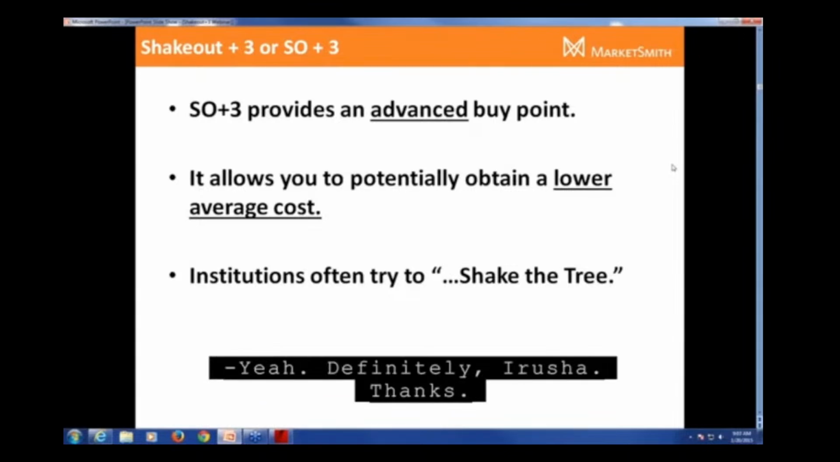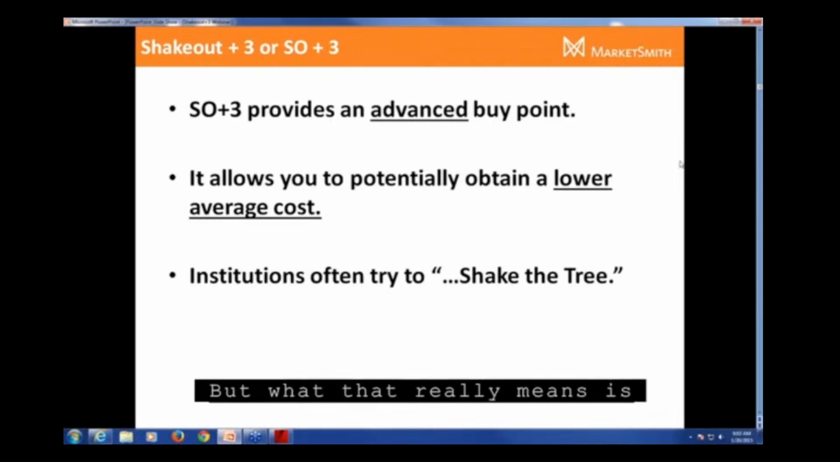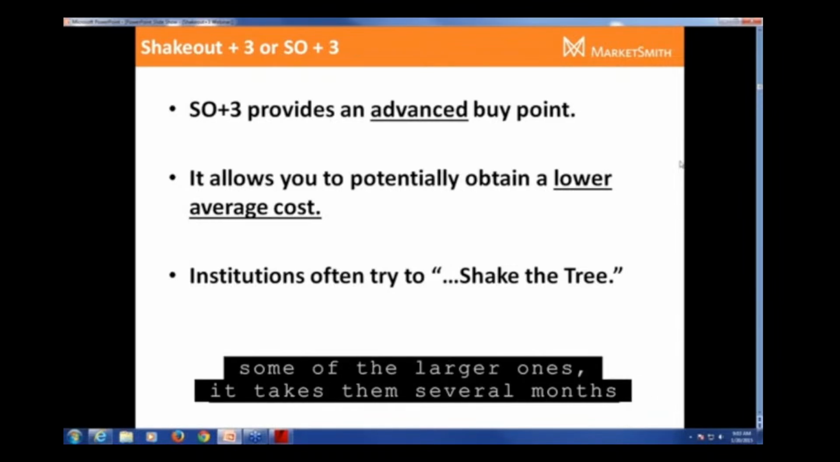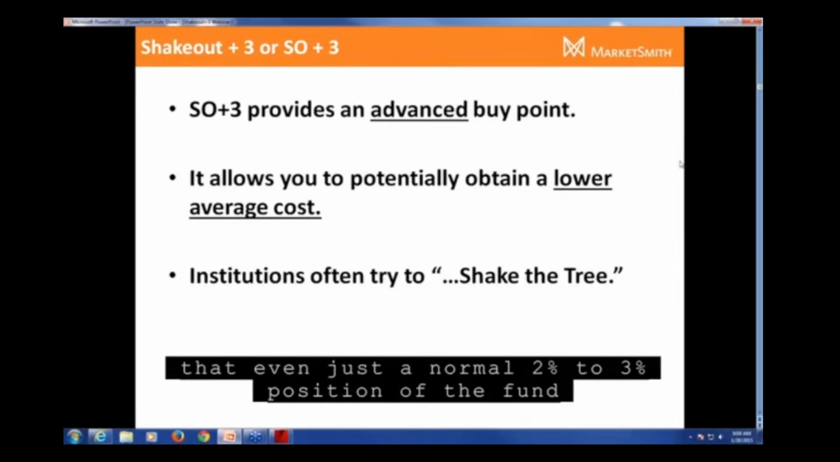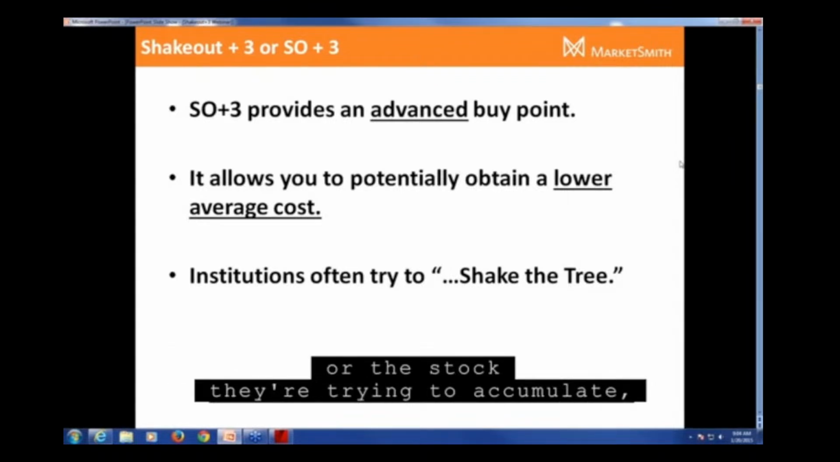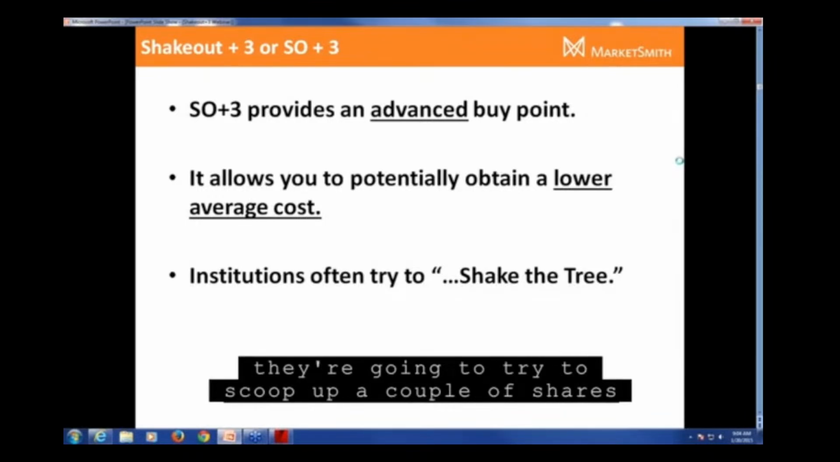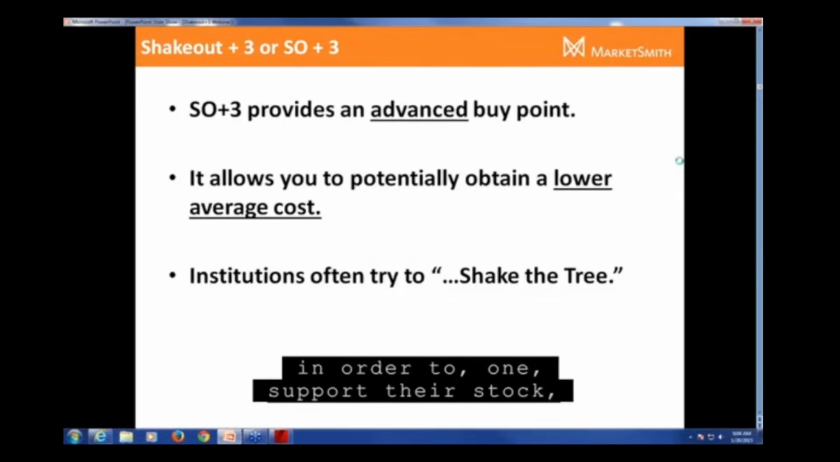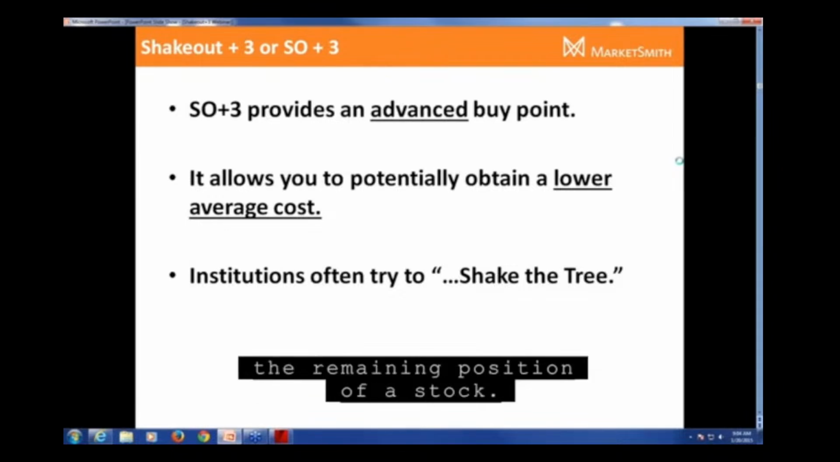Yeah, definitely, Arusha. Thanks. So the concept we often hear is that institutions try to shake the tree. What that really means is, if we think about an institution, some of the larger ones, it takes them several months or even longer to fill out some of their positions, even just a normal 2 to 3% position of the fund, in the stock they're trying to accumulate, and they can't just go out there and buy it every single day, right? So when the stock comes in and they start to get near their ideal purchasing point, they're going to try to scoop up a couple shares in order to, one, support the stock and gauge the demand for the position, and two, just try to fill out their remaining position in the stock.